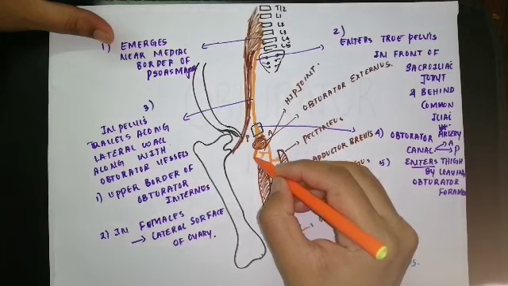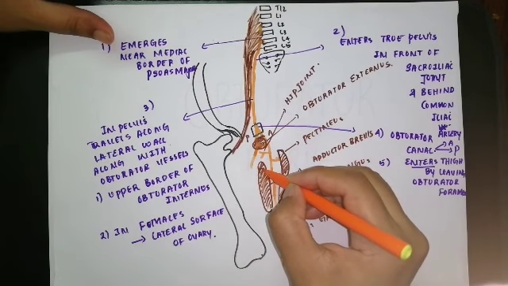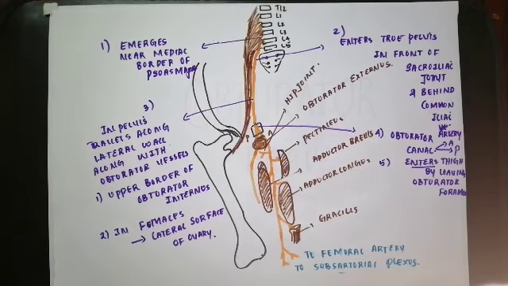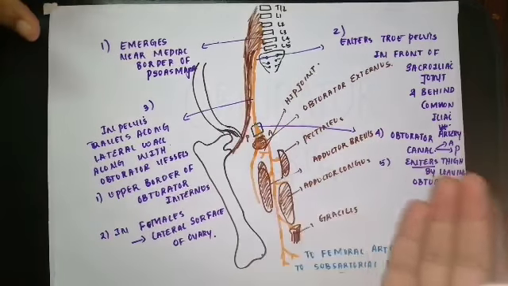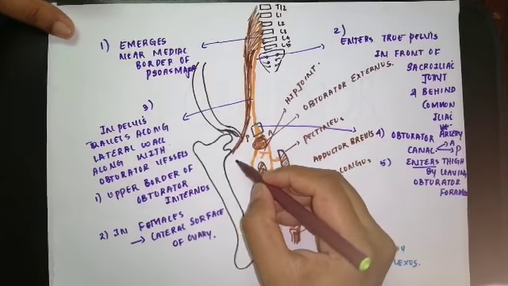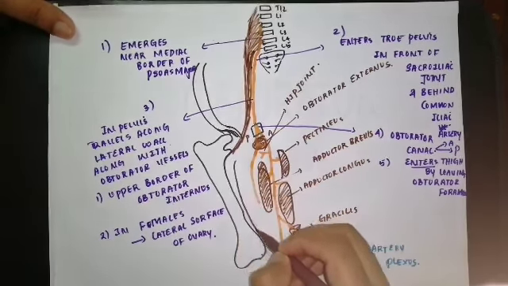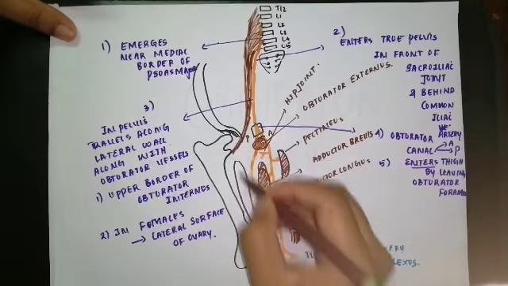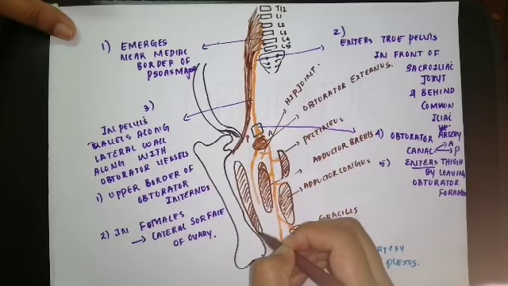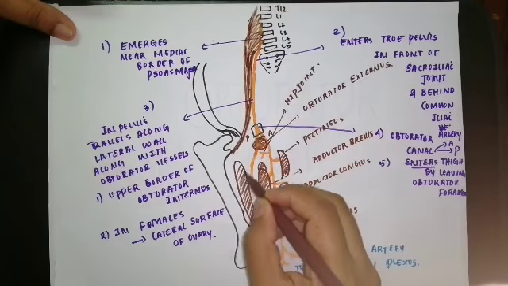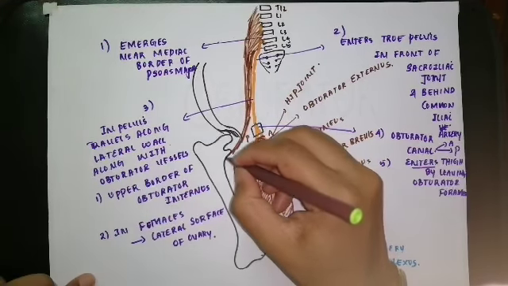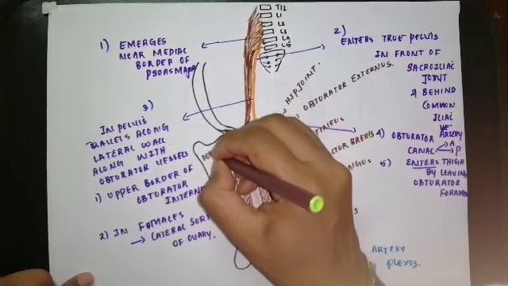Now the posterior division of the nerve passes behind the adductor brevis muscle. Now which muscle is present posterior? That is behind the adductor brevis, that is the deepest muscle, the adductor magnus muscle. Now the adductor magnus muscle is present here. So the adductor magnus muscle is also a hybrid muscle. So this is the adductor magnus.